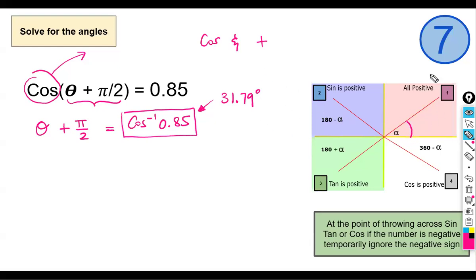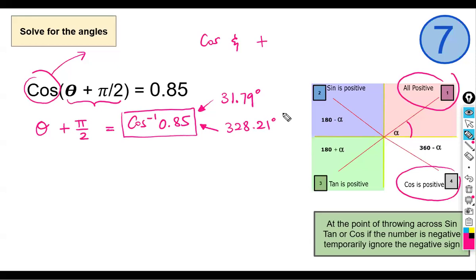So cosine is positive in region 1, whose first answer is the basic angle, and cosine is also positive in the fourth region. So we have to say 360 minus the 31.79. So our second answer is 360 minus how much? 31.79. I said 5 by mistake, but it's 9 I meant. 328.21.